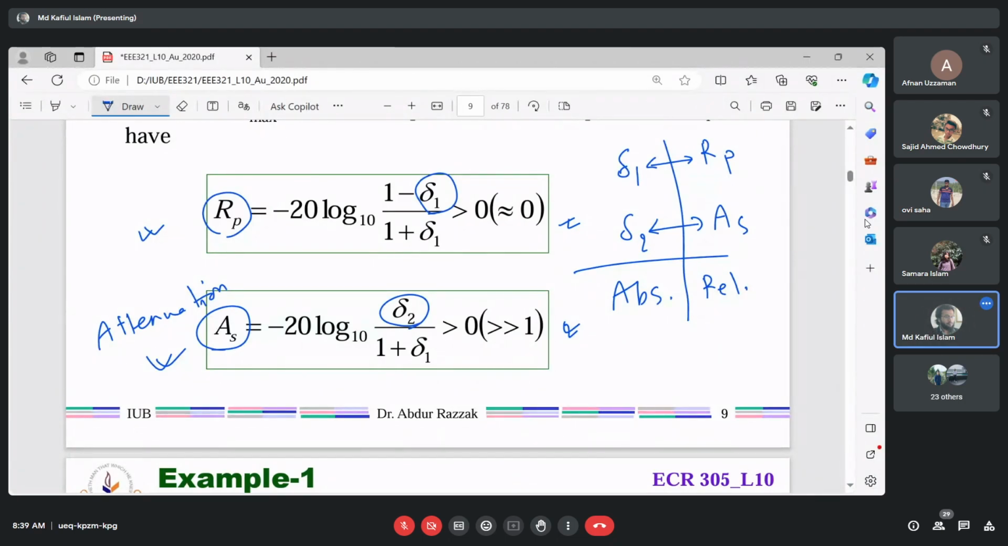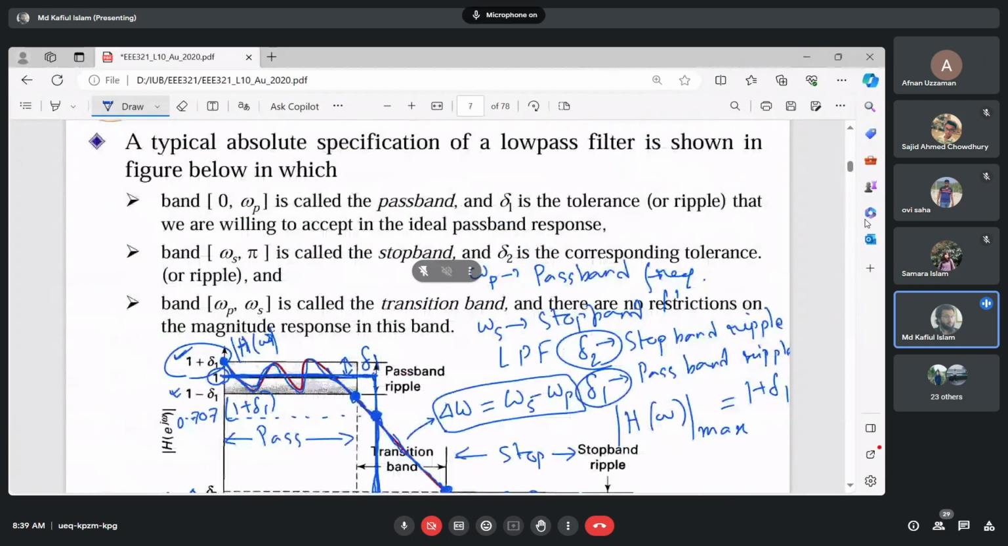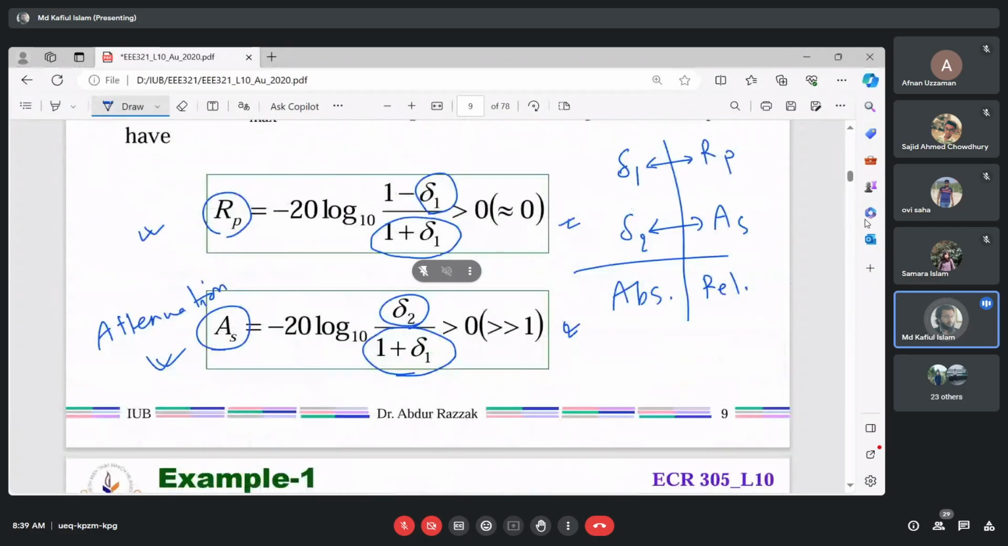And in both cases, what is the reference value? What is this? 1 plus δ1. Remember, 1 plus δ1 is the maximum one, right? So in both cases, we actually find the value relative to the maximum one. 1 plus δ1 is nothing but the maximum value of your magnitude response. So this is relative. And this is not only relative in linear scale, but also relative in which scale? Log scale. So it is actually in decibel scale. Whatever value you are getting is in terms of decibel. Okay.